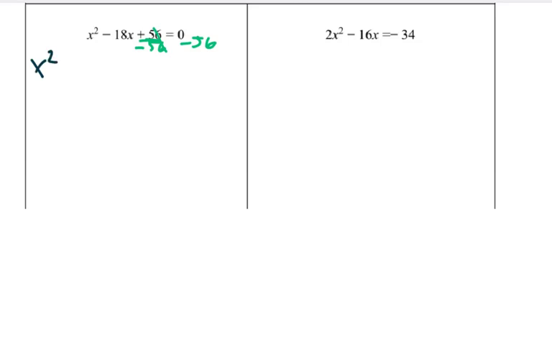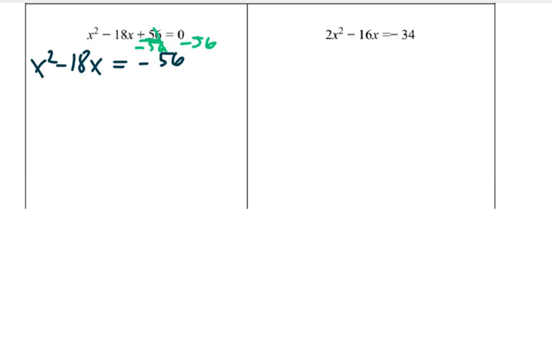So I'm going to have x squared minus 18x is equal to negative 56. Now I'm going to complete the square, which means I'm going to create a perfect square trinomial on the left side that I can factor later.